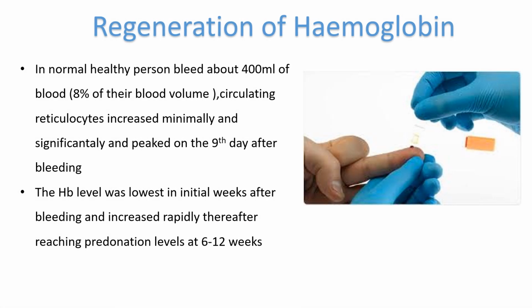How does the hemoglobin regenerate itself? In a normal healthy person, when there is a bleed of 450 ml or 400 ml of blood, circulating reticulocytes increase minimally and significantly and peak on the ninth day after the bleeding. The hemoglobin level was lowest in the initial week after the bleeding and increased rapidly thereafter, reaching the pre-donation level at 6 to 12 weeks.